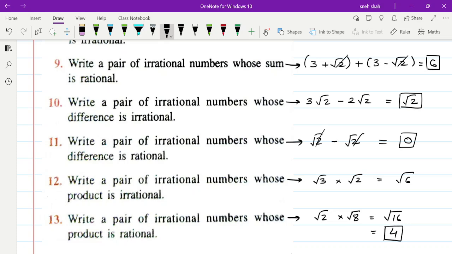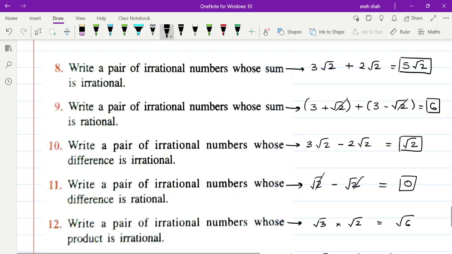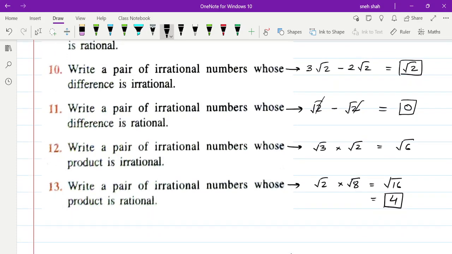So in this video, we have solved question number 8 to question number 13. In the next video, we'll be solving question number 14.